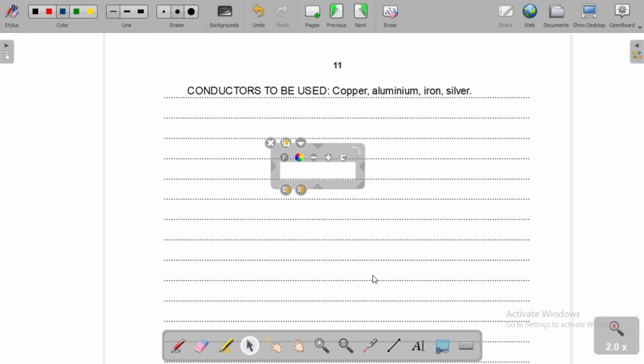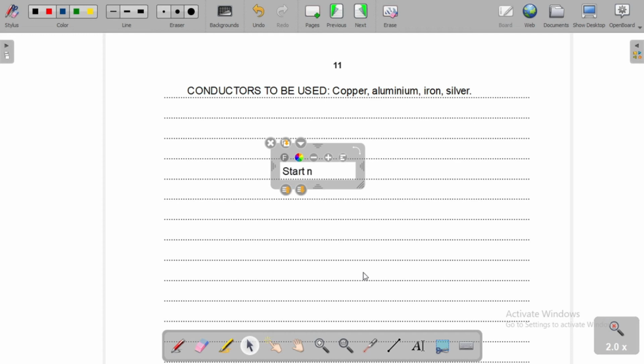Now let's look at how we are going to do the explanation for this. Okay. Now what you need to do is, you have your circuit already. And now how do you measure the resistance of this wire?